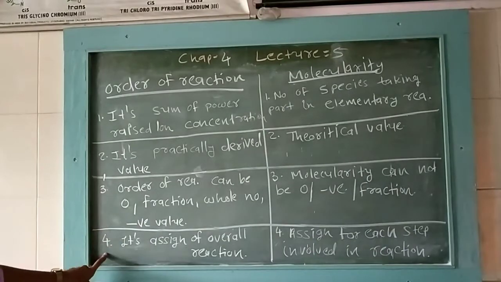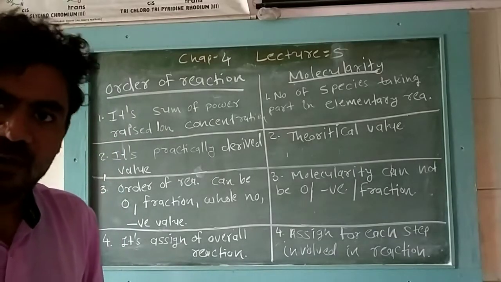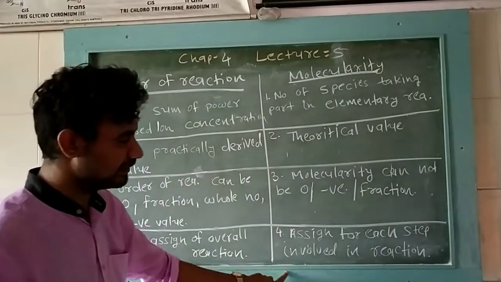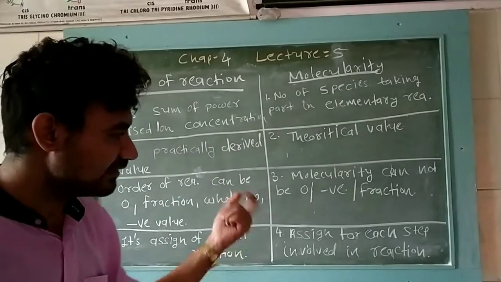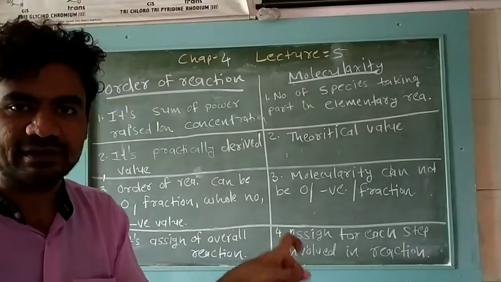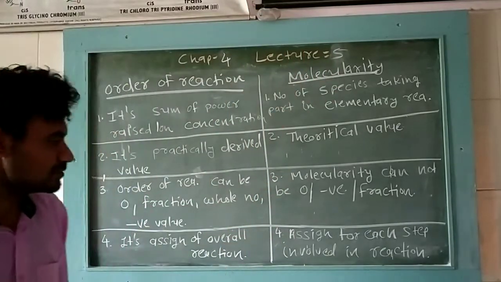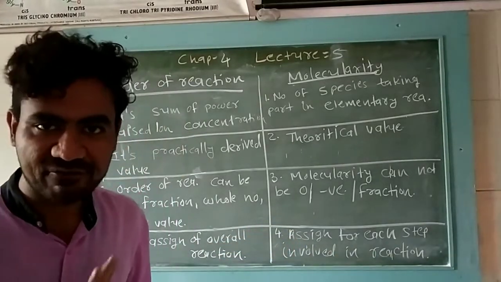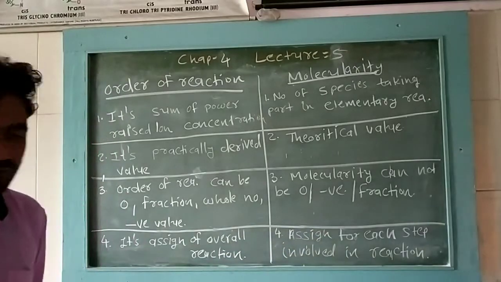And the last point, the fourth one: order of reaction is assigned for the overall reaction. Only one order of reaction will be there for the overall reaction. But in the case of molecularity, we saw that for a complex multi-step reaction, we derive the molecularity of each step. And finally, the slow step's molecularity is the overall molecularity of the reaction. So for a complex reaction, the molecularity of each step will be different. Molecularity is assigned for each step involved in the reaction.